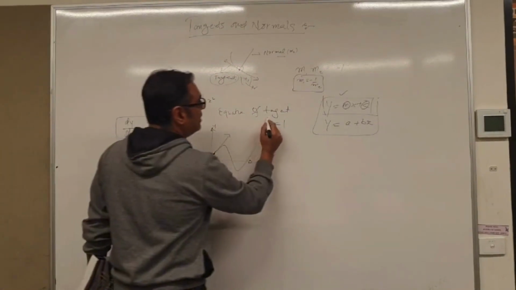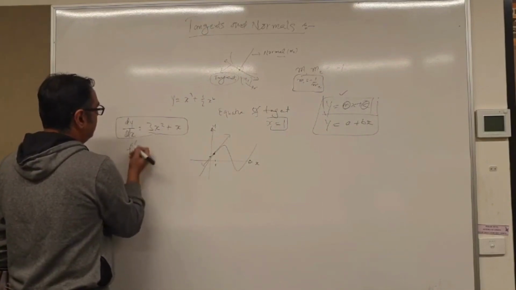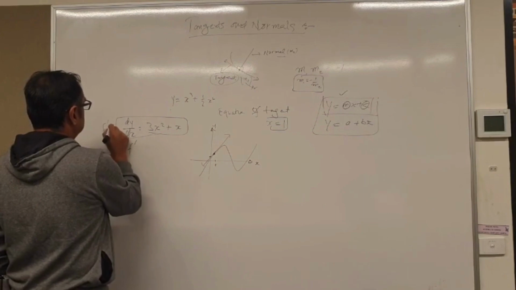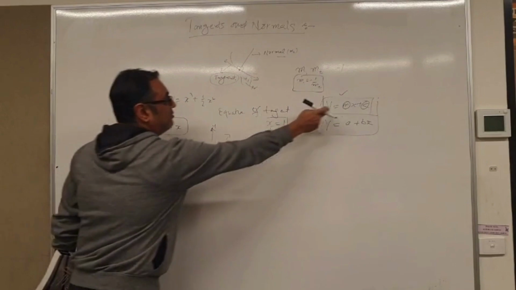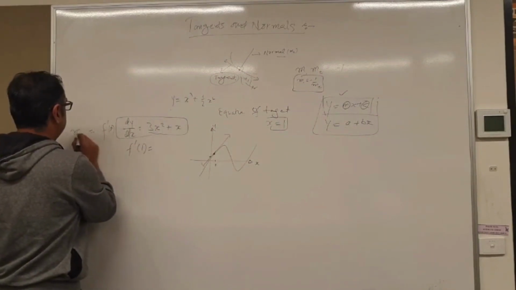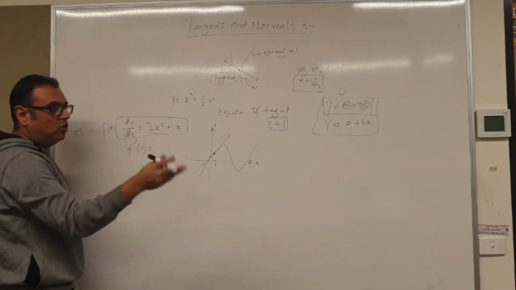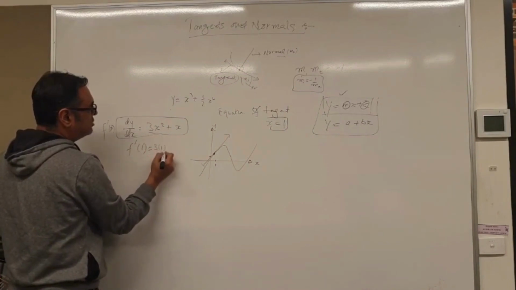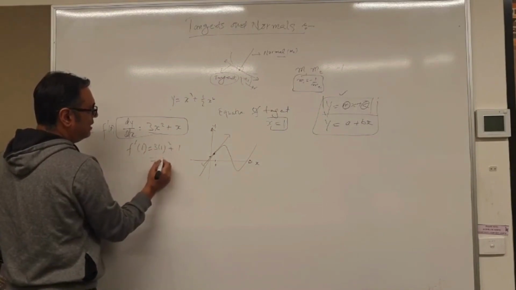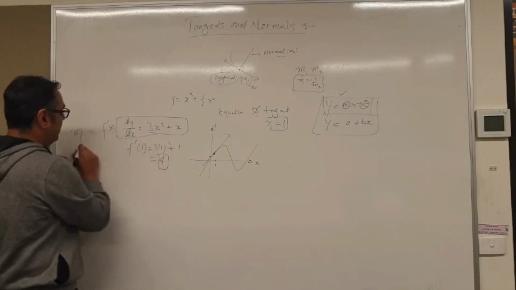I want to find the slope at this point, x equals 1. If I call this f dash x, I'll find f dash of 1. That will give me the value of m. M, f dash x, dy by dx, or rise over run, are all the same thing. Plug in 1, so you get 3 times 1 squared plus 1, so you get 4. Now I've got the value of m.